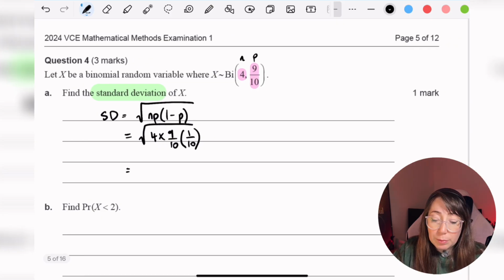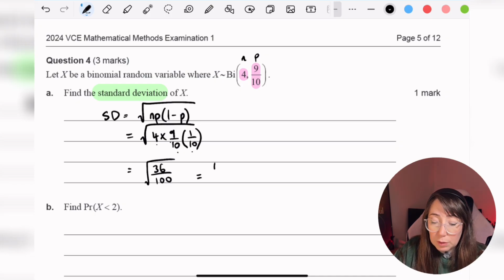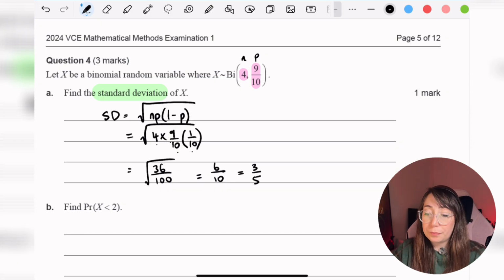Now, there's many ways to be able to work this out. You can complete it in whichever way you find easiest. I'll just say 4 times 9 is 36 on, and then 10 times 10 is 100. And we'll do the square root of that. That will give me 6 on 10, which simplifies down to 3 on 5 as my standard deviation.